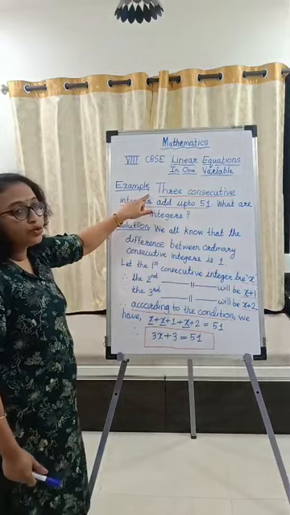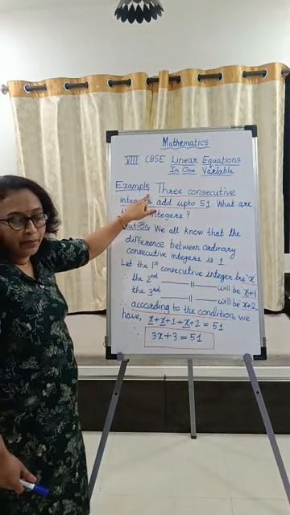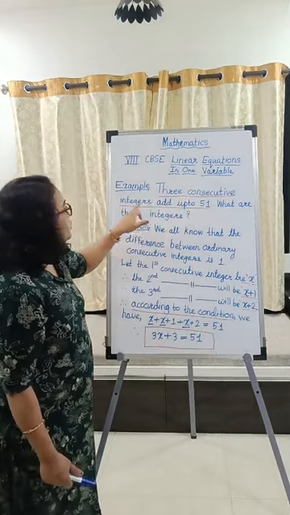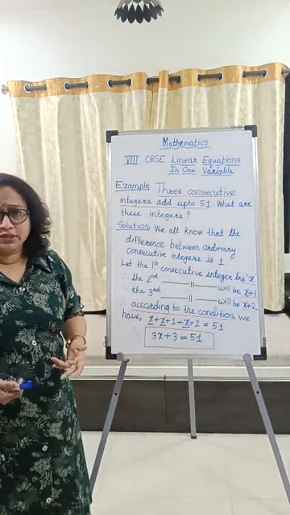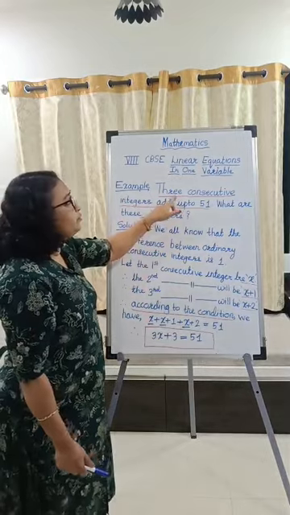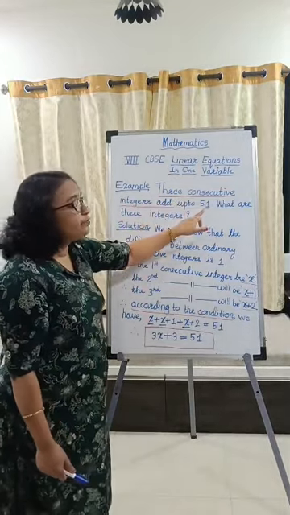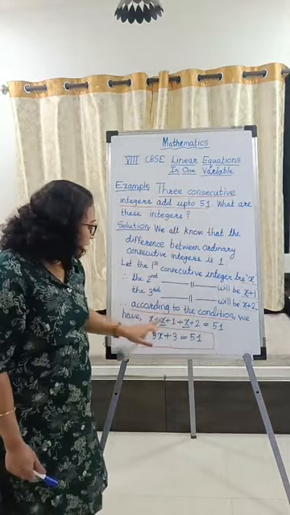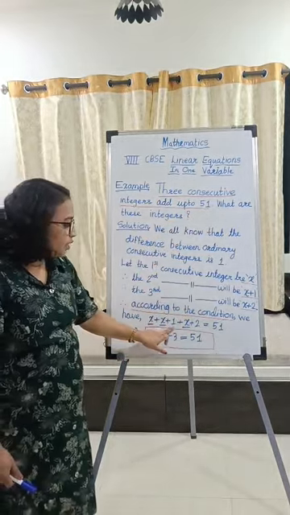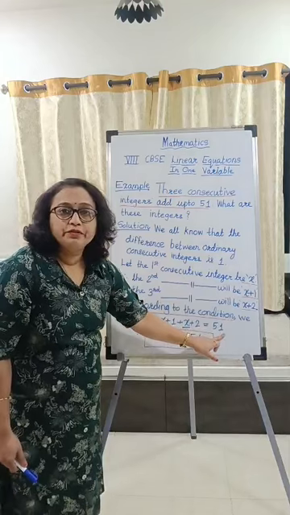Now let's concentrate on the condition given in the example. Three consecutive integers add up to 51. Now what do you mean by this? That is, the sum of three consecutive integers is 51. Therefore, according to the condition, we have x plus x plus 1 plus x plus 2 is equal to 51.